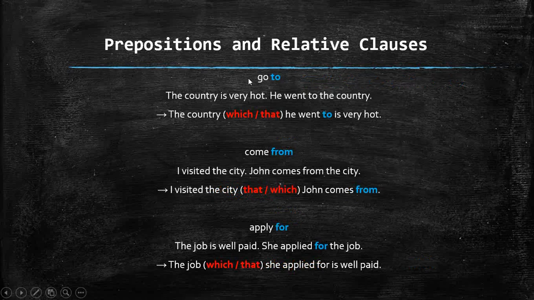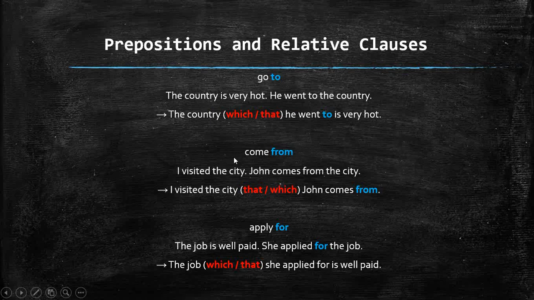With go to, the country is very hot and he went to the country. If we join these two sentences, we have: the country that he went to is very hot. We are always using the preposition at the final part of the sentence.